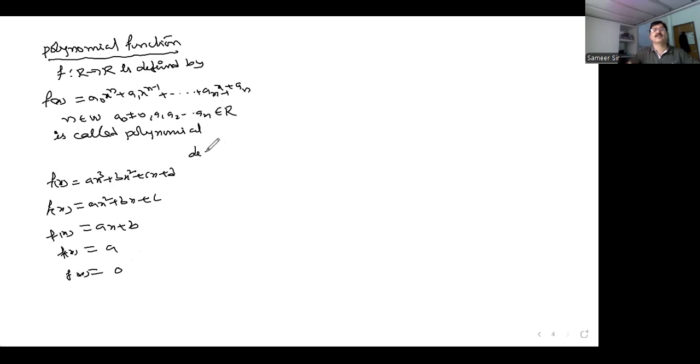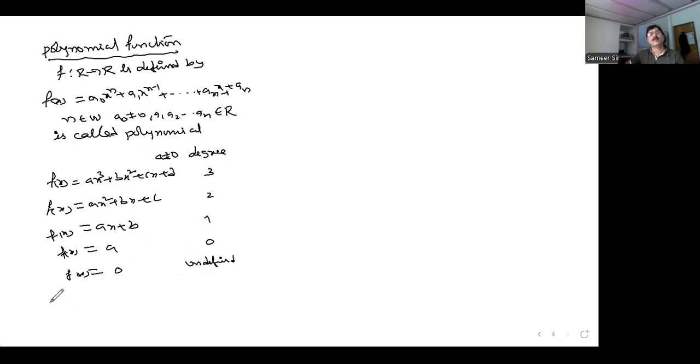What is the degree of this one? Remember, only when a is not equal to 0 can I talk about degree. The highest power is 3, so the degree of this one is 3. Degree of this one is 2. Of this one is 1. Of this one is 0. And the degree of the zero polynomial is undefined, because if f of x is equal to 0, definitely you can say it is undefined.